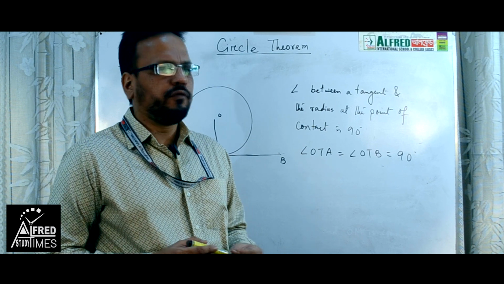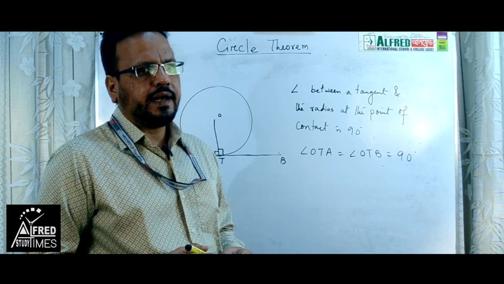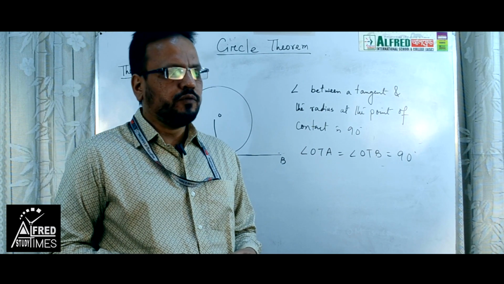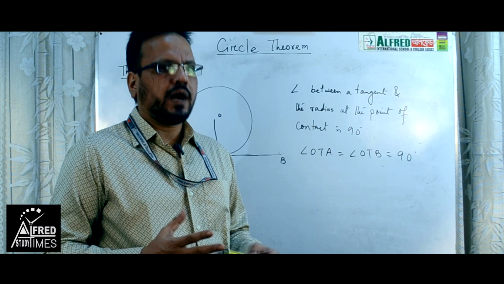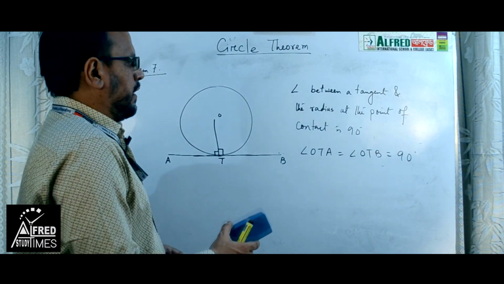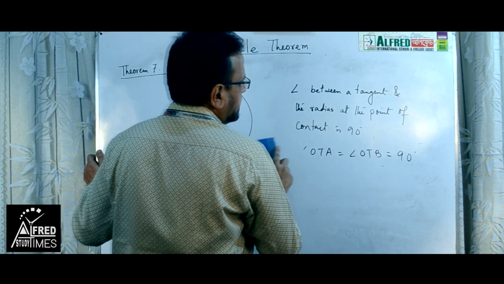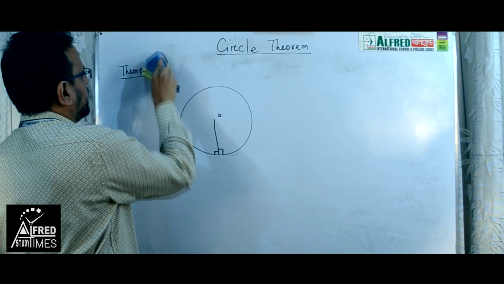Now I will move to theorem number 8. Theorem number 8 is regarding a tangent, but a pair of tangents. We will draw two tangents to a circle, and then what happened? That I will discuss. Let us draw a pair of tangents to a circle and see what happens. So this is theorem number 8.